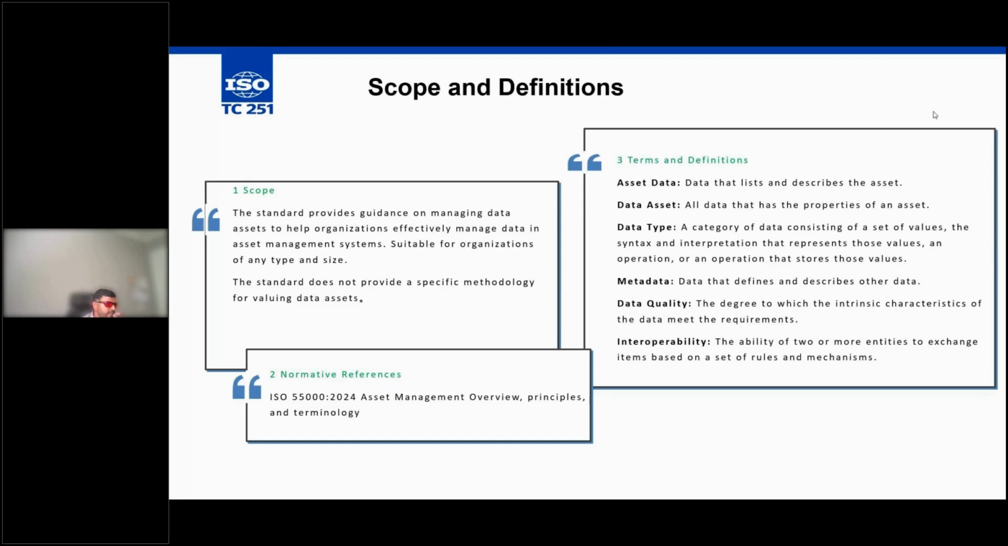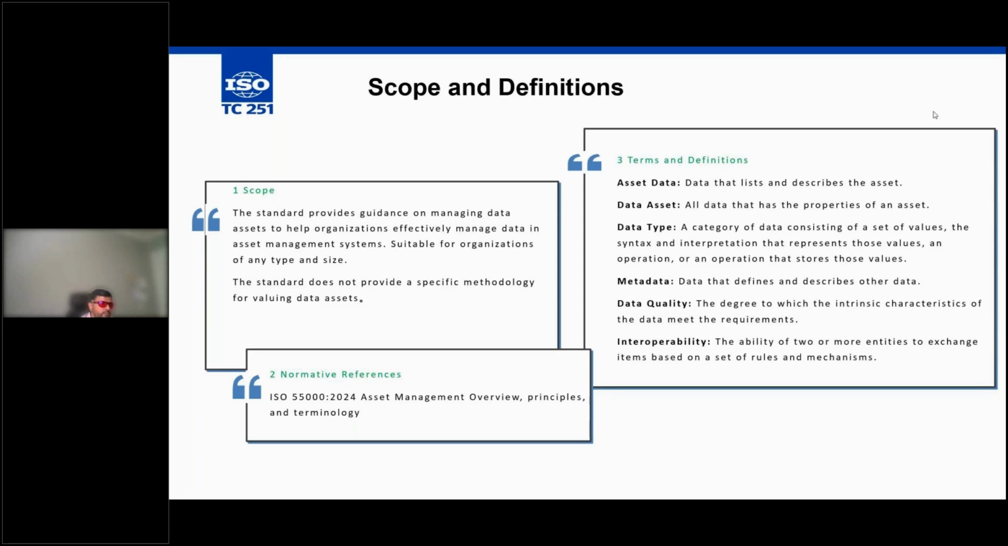The next is normative references. Of course, as I said, the normative references, which means all the definitions and principles of terms, do come from ISO 55000. And this year, we also had an updated version of ISO 55000 along with 55001. So ISO 55000:2024 will be the normative reference for this. And then the most important is terms and definitions. So here's where we introduce definitions that were not included in the previous standards. Wherever they were included, we refer to those standards directly instead of repeating them in the terms and definitions clause.